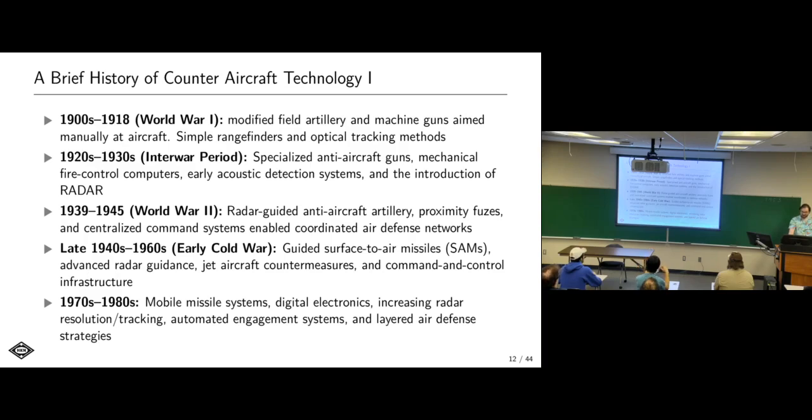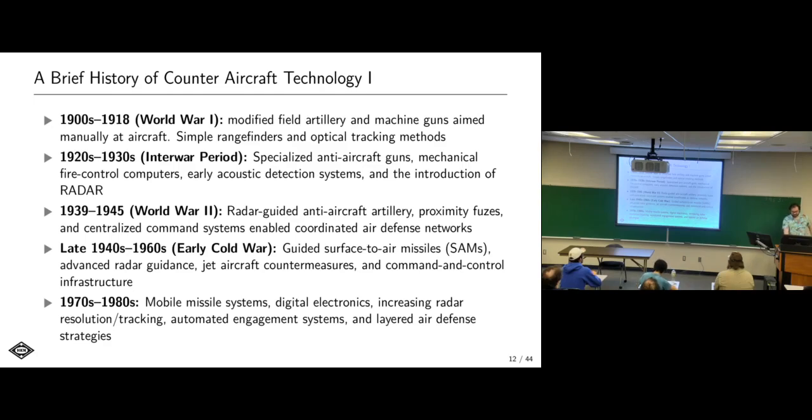Starting in World War I, planes start happening. People realize we need to do something about it, and you basically get modified field artillery and machine guns aimed manually at an aircraft. You point the gun at the plane and shoot at it. In the interwar and World War II periods, you start getting specialized anti-aircraft guns, mechanical fire control computers, and radar. And eventually, into World War II, radar-guided anti-aircraft artillery, proximity fuses, things like flak clouds, and eventually centralized command systems that enable coordinated air defense networks. And that becomes a big thing.